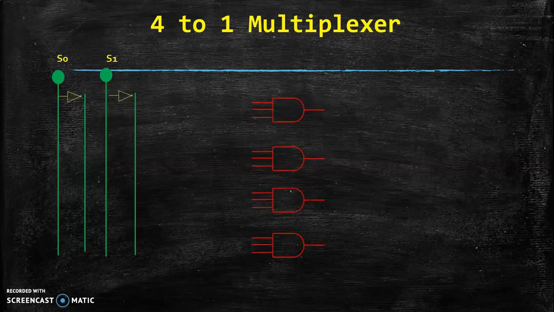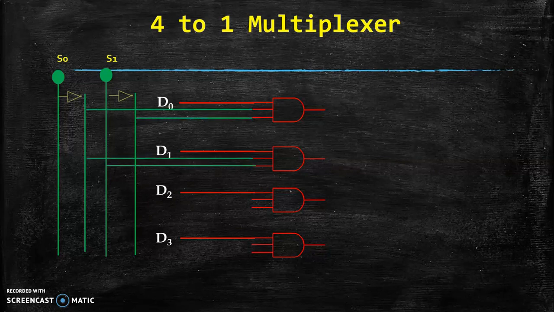We require 4 AND gate. Each AND gate will be having 3 input. So we connect D0, D1, D2 and D3 to each input of the AND gate. Now remaining 2 inputs of each AND gate will be connected with the select line as per the input combination, that is 0, 0, 0, 1, 1, 0 and 1, 1.